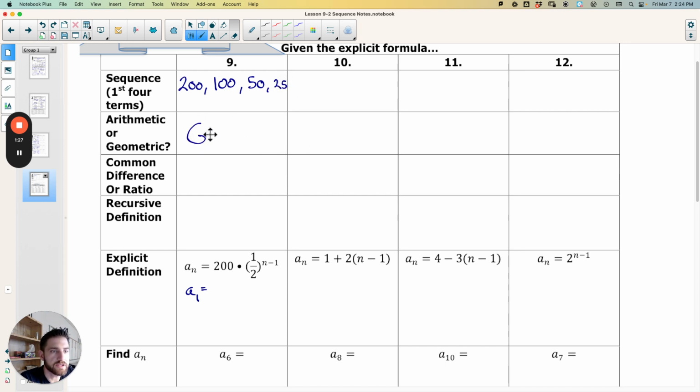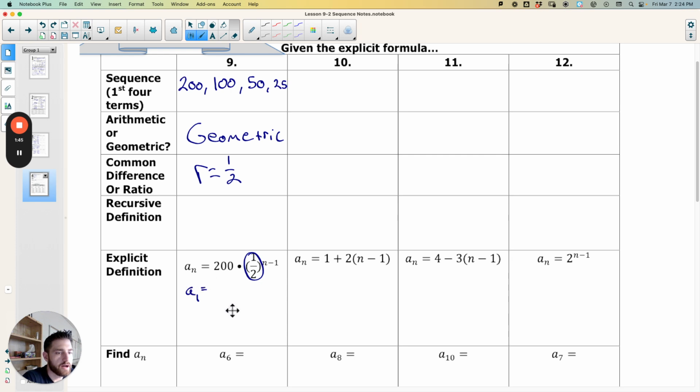So that means this is a geometric sequence, with the common ratio being 1/2. I'm multiplying the previous term by 1/2.